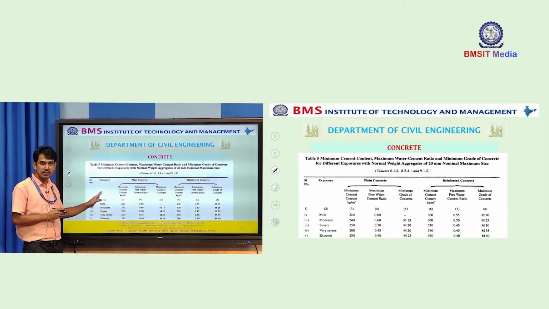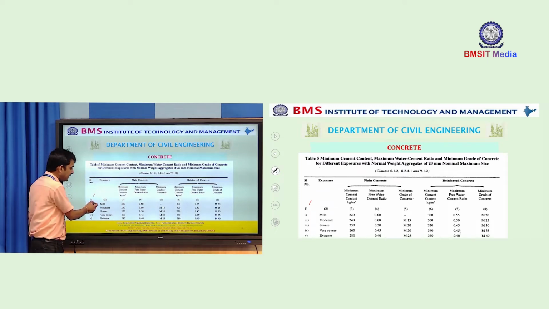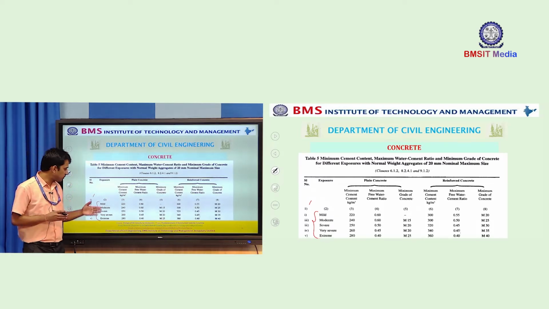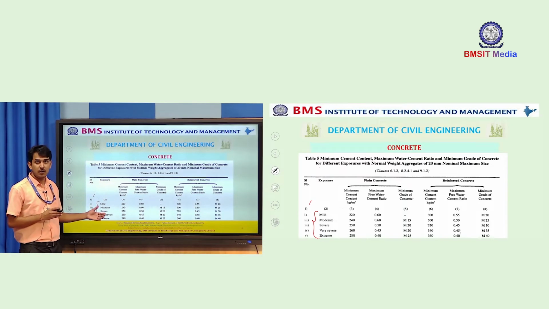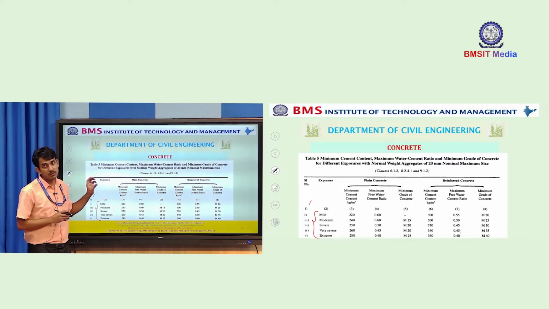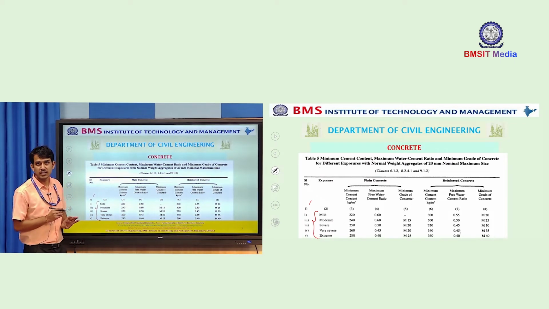In this code they have defined five types of exposure, starting from mild to extreme. As the exposure condition becomes severe, on that basis they define how much minimum cement content we have to take, how much maximum water cement ratio we have to take, and how much minimum grade of concrete we have to take. That is defined in this table of that code.